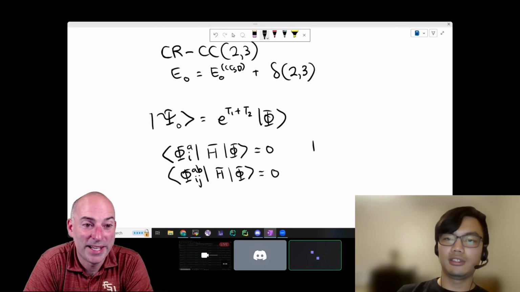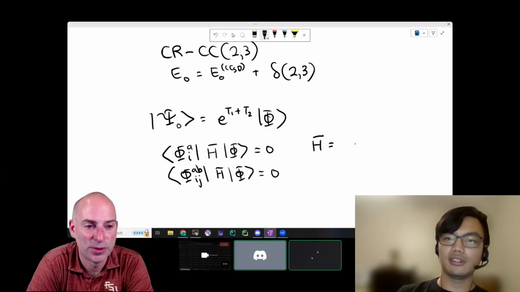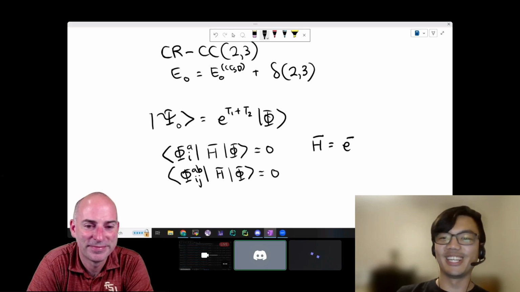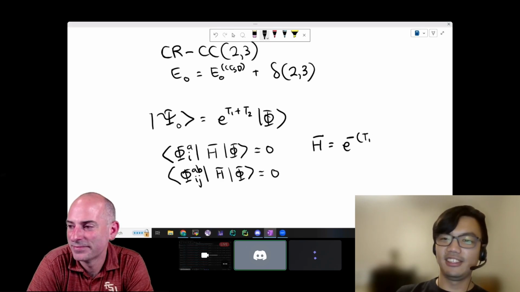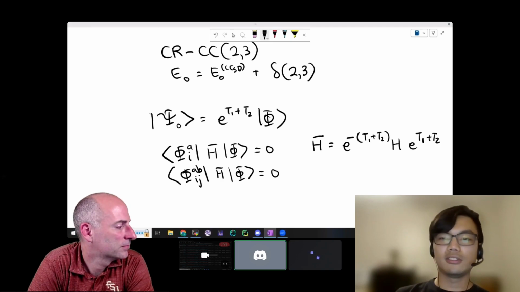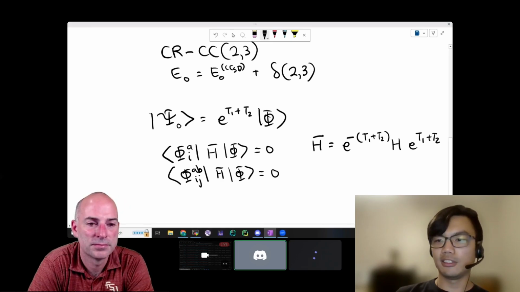And I don't think we defined H bar. Yes, you're going to do it, exactly what I'm writing next. So it's just e to the minus (T1 plus T2) H e to the (T1 plus T2). Right, so that's your similarity transformed Hamiltonian.